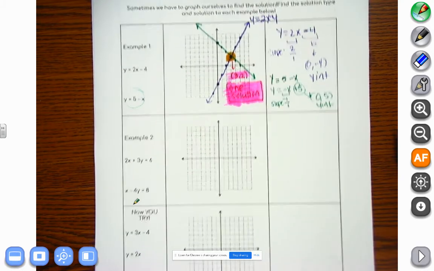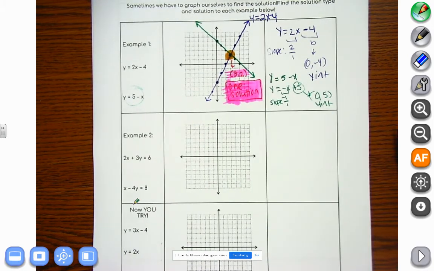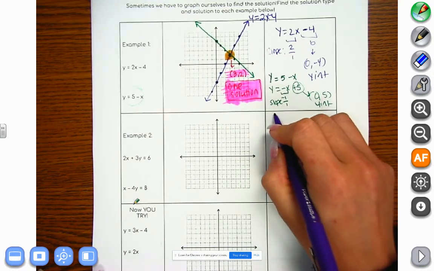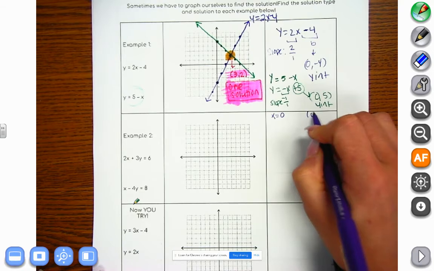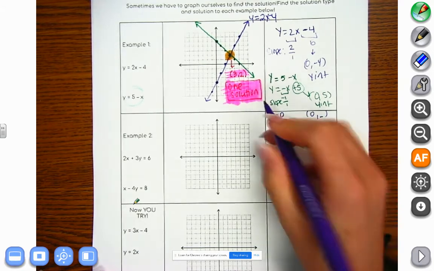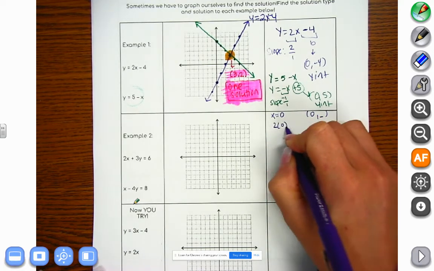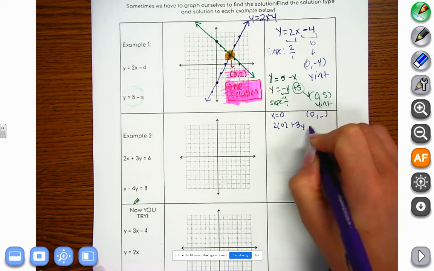Now we're going to move on to the second example. So the first thing again that you're going to do is you're going to look at that first equation. What type of equation is it? Well, this one's in standard form. So if we have standard form, let's plug in 0 for x. So when x equals 0, we want to find y. So if x is 0, we would replace it with 0.